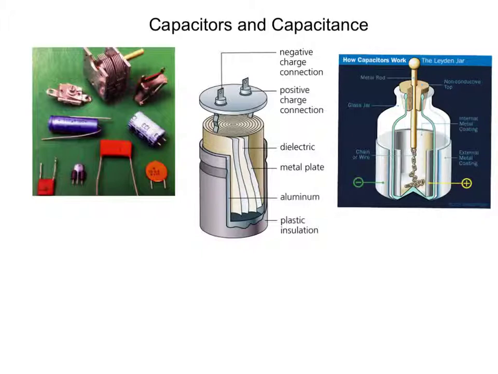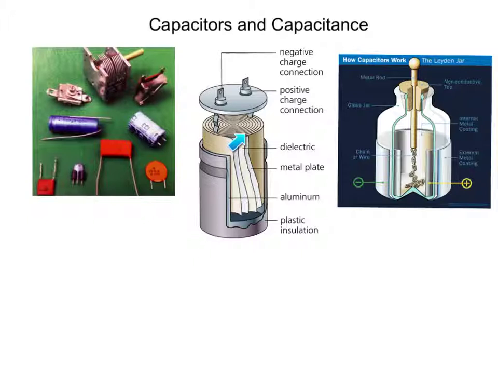Two conductors with equal but opposite charge form a capacitor. The two conductors that make up a capacitor are called its electrodes or plates. The two plates are separated by an insulator, what we call a dielectric. The dielectric can be almost anything that does not conduct electricity. It can be paper, plastic, rubber, wax, air, that sort of thing.